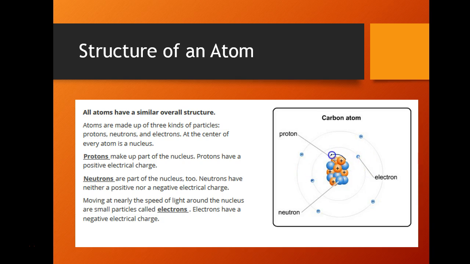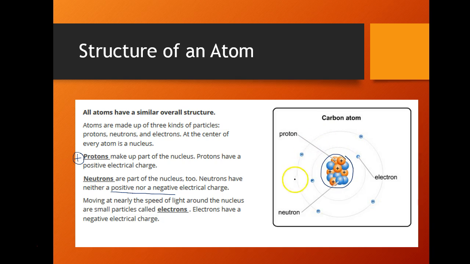First, in the middle of an atom, we have a nucleus. And the nucleus has two different components to it. The first ones are protons. Protons actually have a positive electric charge, and they're found in the nucleus. Also found in the nucleus are neutrons, and neutrons don't have any charge, so it's not a positive or a negative charge. They're just neutral. So that's in the nucleus right here.